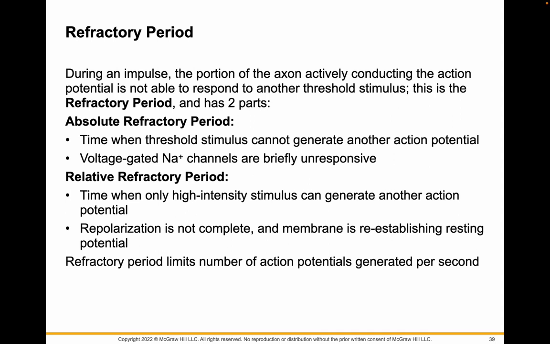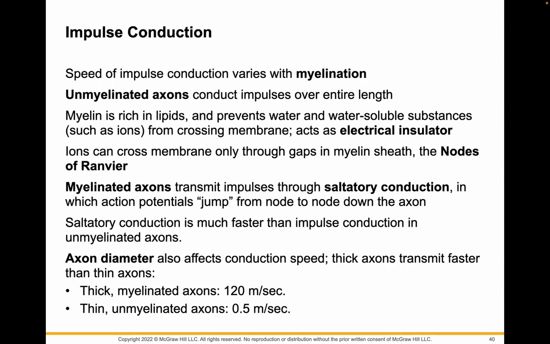So there is a refractory period, and it has two parts, the absolute and the relative refractory period. The absolute refractory period is this time when that threshold stimulus can't generate another action potential. The channels are all briefly unresponsive because they're recovering, if you will. The relative refractory period is a time when only high intensity stimulus can generate another action potential. Repolarization is not all the way complete, and so the membrane is reestablishing resting potential. And so the refractory period does limit how many action potentials can be generated per second.